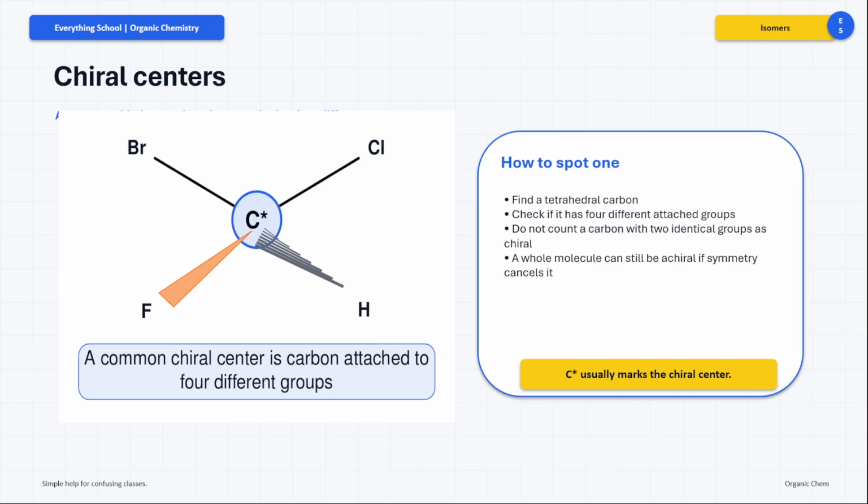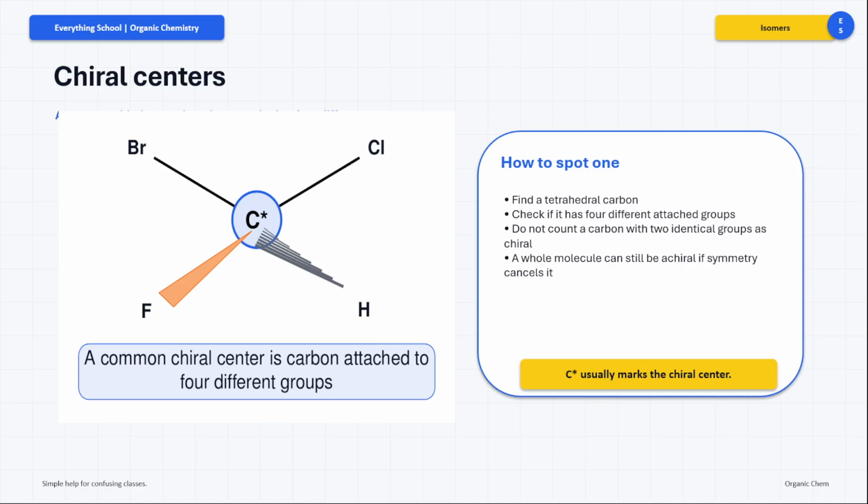Slide 16. Chiral centers. A chiral center is usually a carbon atom bonded to 4 different groups. The word usually matters because organic chemistry has advanced exceptions, but this rule works well for beginners. To check for a chiral center, find a carbon with 4 single bonds. Then ask whether all 4 attached groups are different. If all 4 groups are different, that carbon is a chiral center.